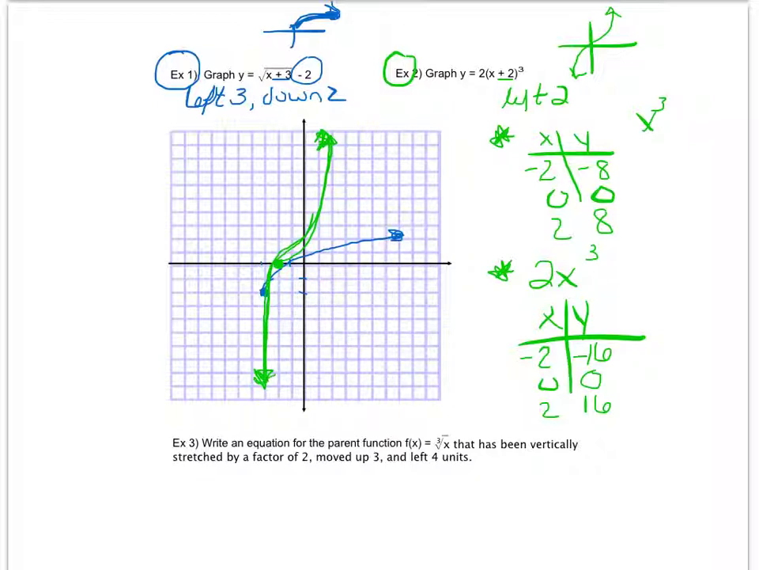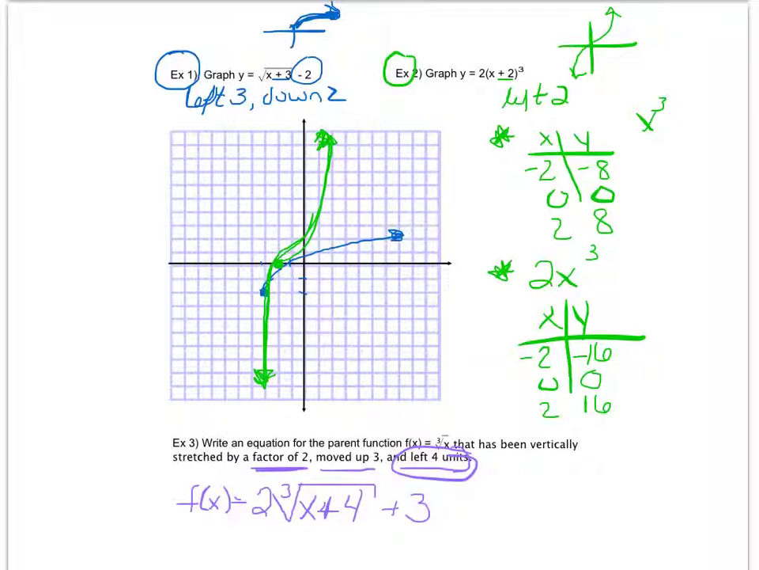Finally, last example, and I do apologize, I know this video is somewhat lengthy. I'm going to write an equation for the parent function f of x equals cube root of x that's been vertically stretched by a factor of 2, so I know I need to multiply that out front. Moved up 3, I need to add that to the back, and left 4, I need to add 4 to the inside. So putting that all together, I'm going to get my function f of x equals a factor of 2 out front times the cube root of x plus 4, that'll make it go left 4, and then I'm going to add to the outside to make it go up 3.